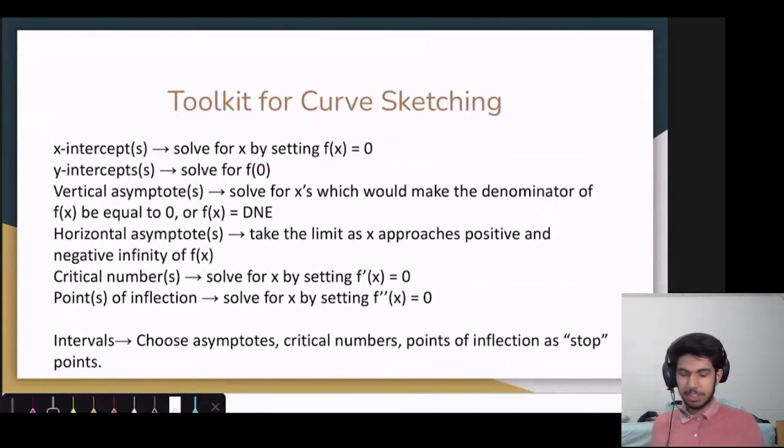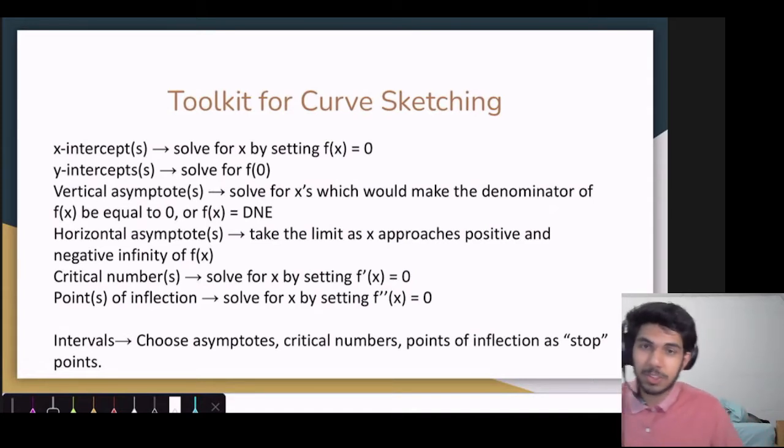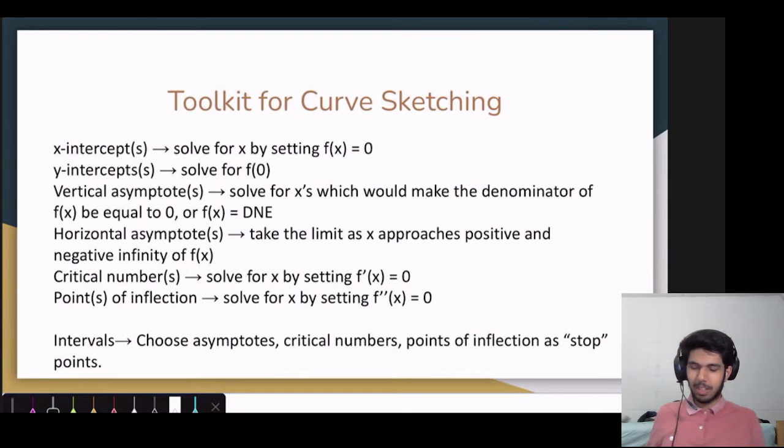So here is my toolkit for curve sketching. There's about 6-7 things that you want to do almost always when you're curve sketching. These are the things you want to find. So x-intercepts. Like I said, solve for x by setting f of x equal to 0, and then you just solve for x. Your y-intercepts, you solve the function when x equals 0.